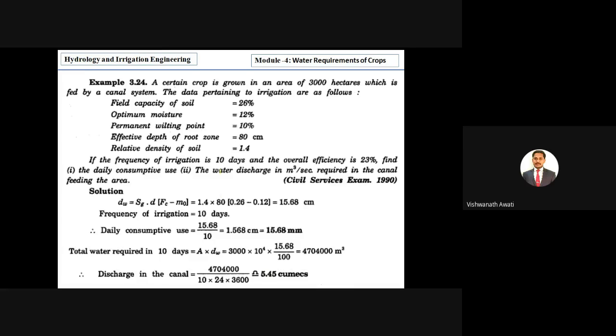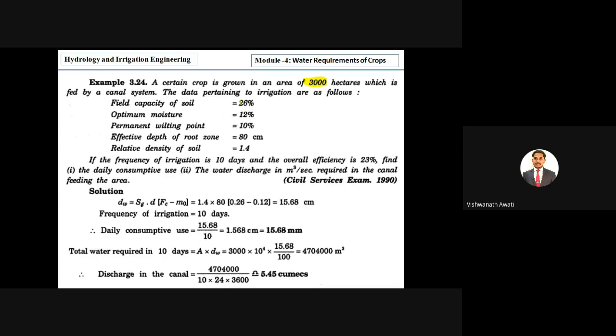It is not for frequency of irrigation, but they may ask some questions because almost it is related to frequency of irrigation. They will give frequency of irrigation, and they will ask to calculate daily consumptive use, right? We'll see. A certain crop is grown in an area of 3000 hectares, which is fed by a canal system. The data pertaining to irrigation are as follows.